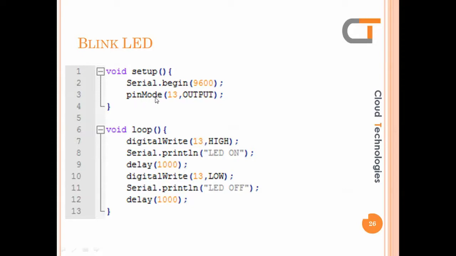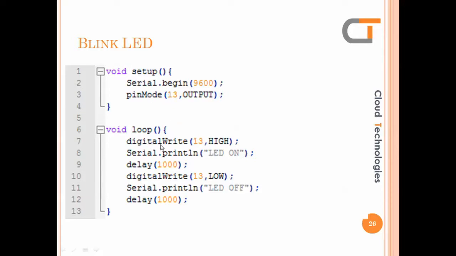So pinMode(13, OUTPUT). Here the first one is the pin number and the next one is the mode in which that particular pin will be used. So here we are making it output, because I am controlling the LED, that's why I will initialize the pin as output. I am using pin number 13. After setup is executed, control goes to the loop function.